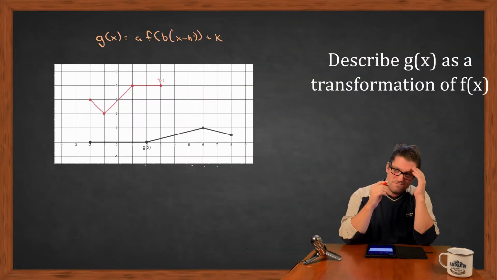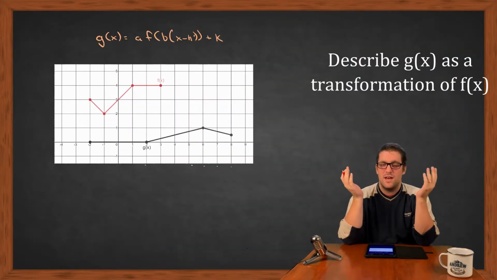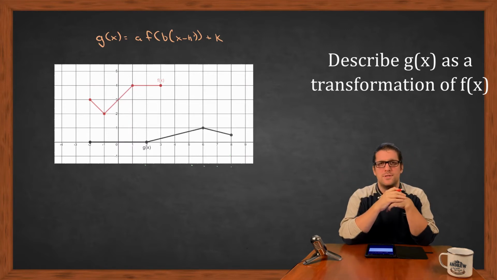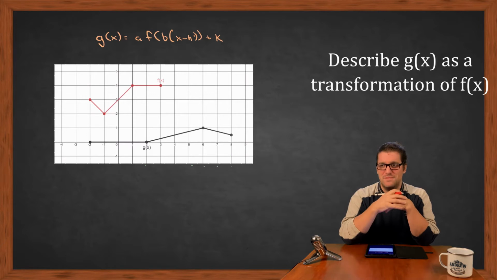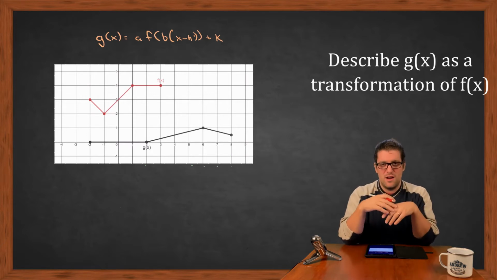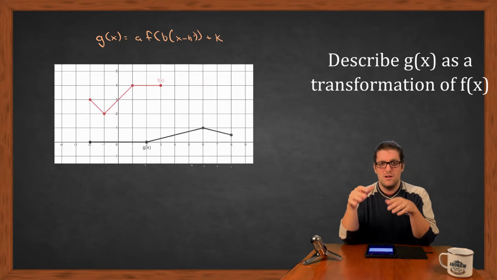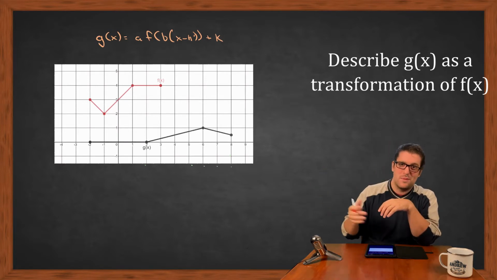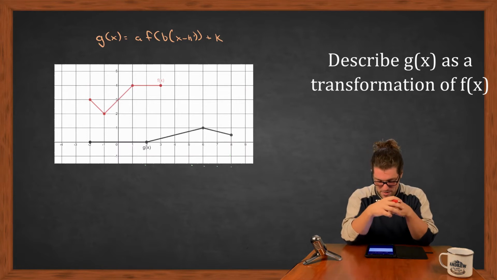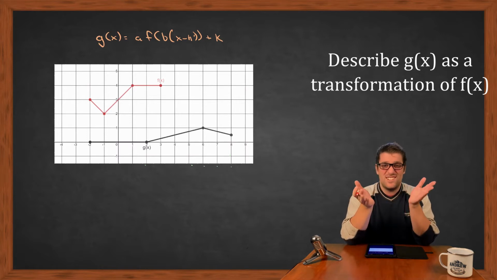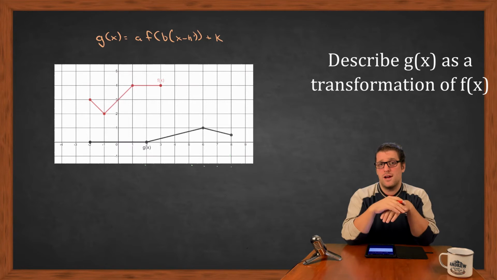Alright, so equation writing time. We got the two graphs. I wrote the generalized form of our transformational notation, where I have g of x is equal to a onto f, and then bracket b onto x minus h, bracket plus k. So, that's all written down and ready to go. So what I usually do is I just start going left to right through the parameters.